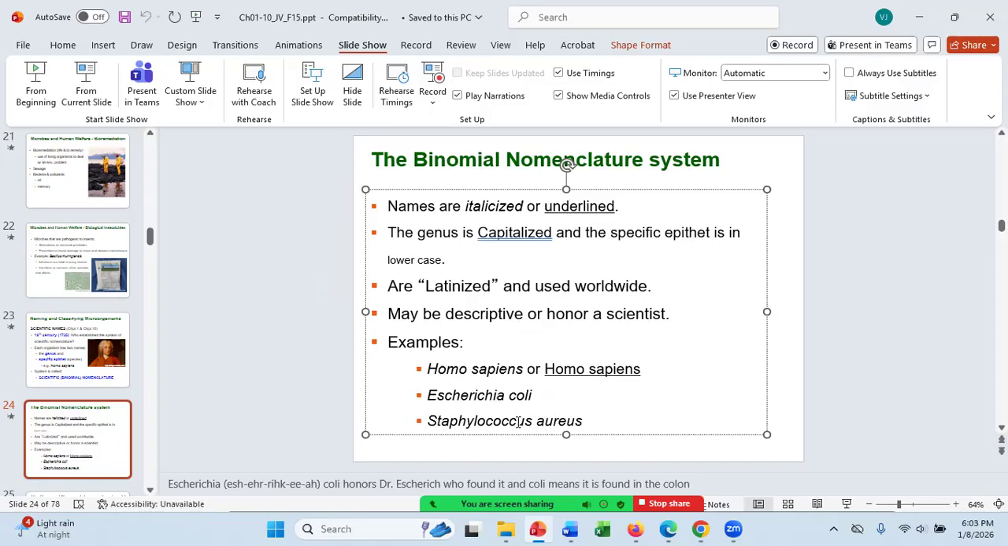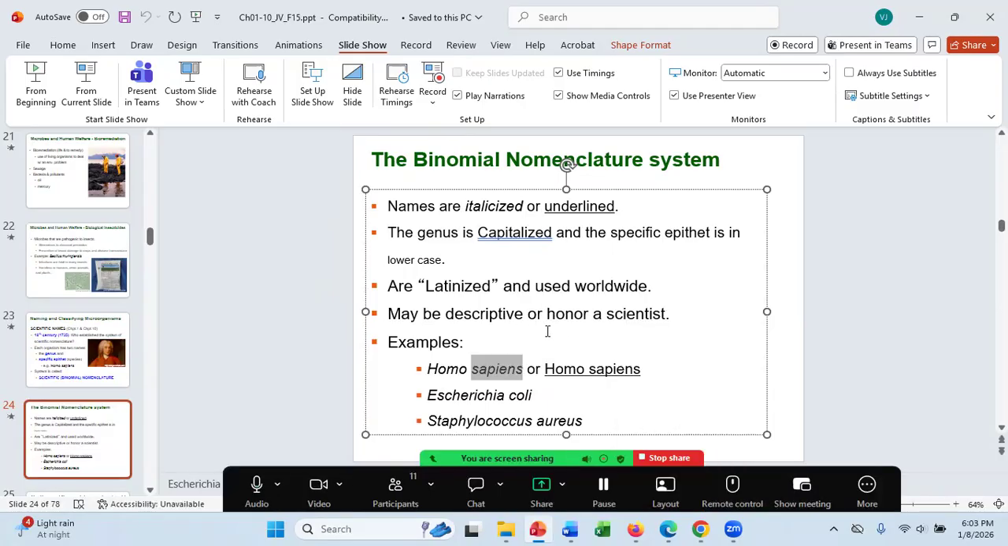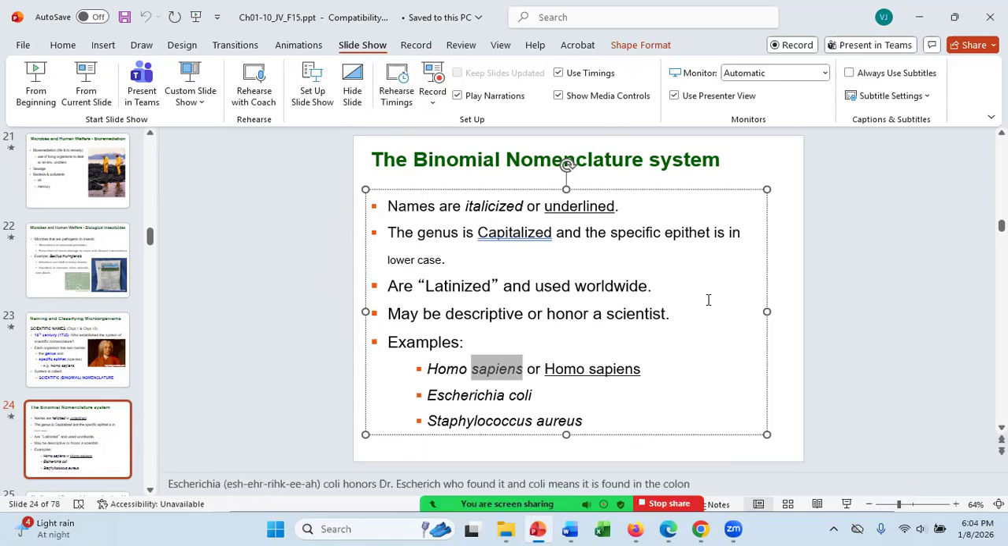The genus name is always capitalized, so the H in Homo is always capitalized, and the specific epithet is always lowercase. All names are Latinized and they're used worldwide. What does that mean? Homo sapiens will work wherever you are in the world because everybody knows that Homo sapiens is the word in any language for humans, meaning it's used worldwide. Any question about any of that?